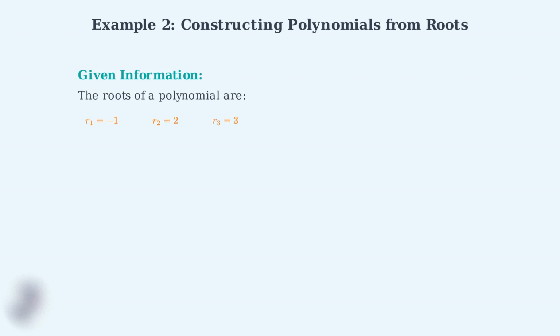Now we'll work through our second example, which demonstrates how to construct a polynomial when we know its roots. This is the reverse process of what we typically do in algebra. We are given that a polynomial has three roots: -1, 2, and 3. Our goal is to find the polynomial equation that has these specific roots.